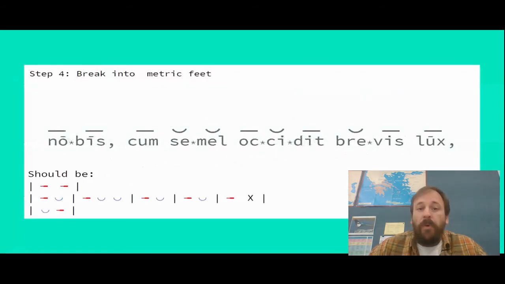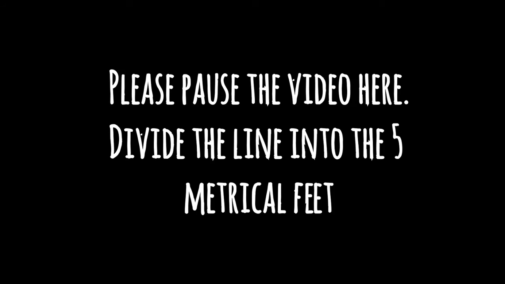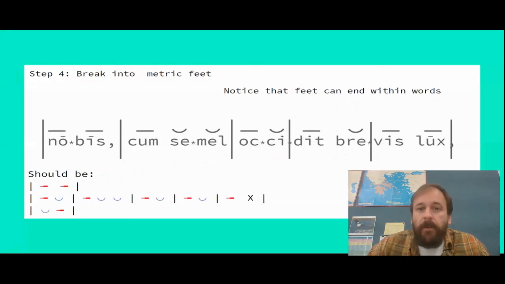Step 4, break it into its metrical feet. Basically, we've already done this, but take a moment and look at this, and break those into feet, right? Put the lines down and separate these feet out. All right, welcome back. Does yours look like this? Notice that feet can end inside of a word. That's okay.